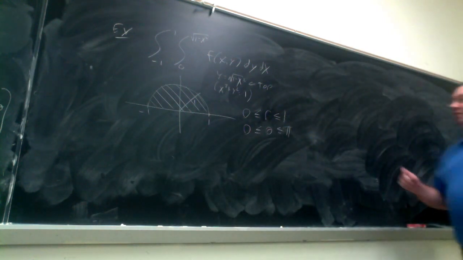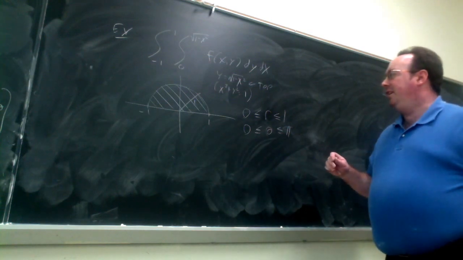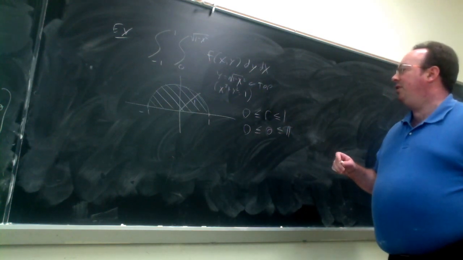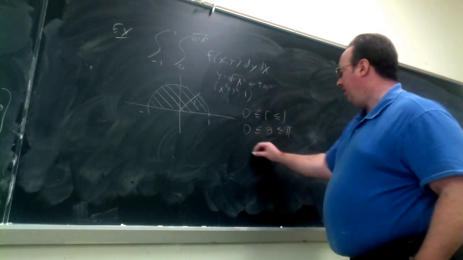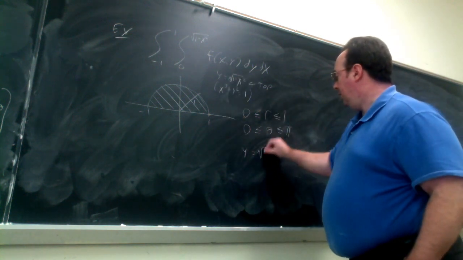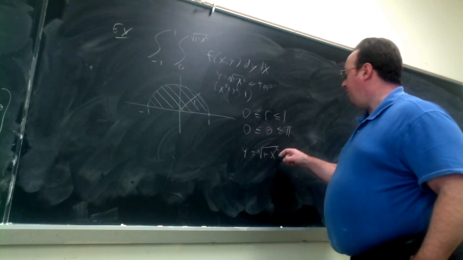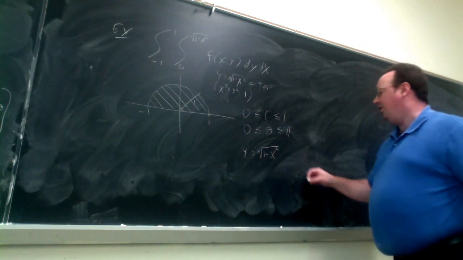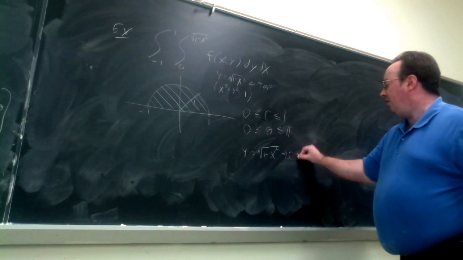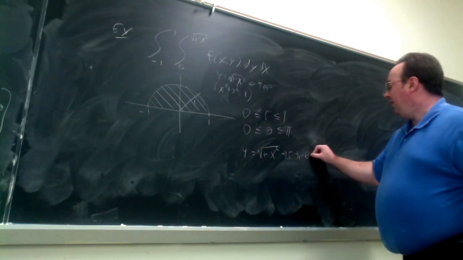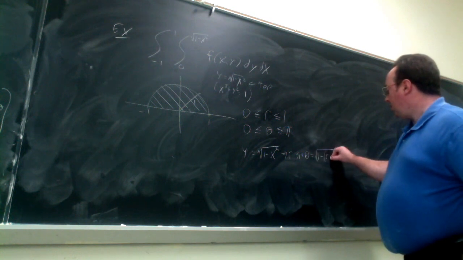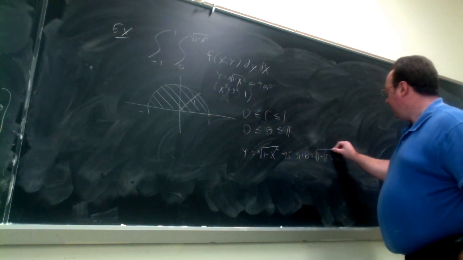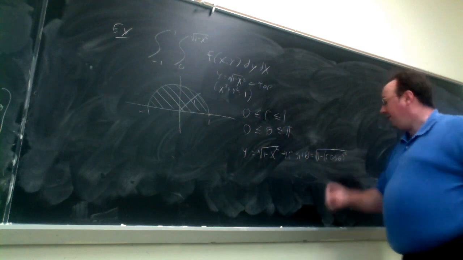Now, another way to arrive at it, which is useful if graphing is not your strong point, is if we look at this equation, y equals square root of 1 minus x squared, and we make a substitution, we convert it to polar coordinates. So y is r sine theta, and x is equal to r cosine theta.